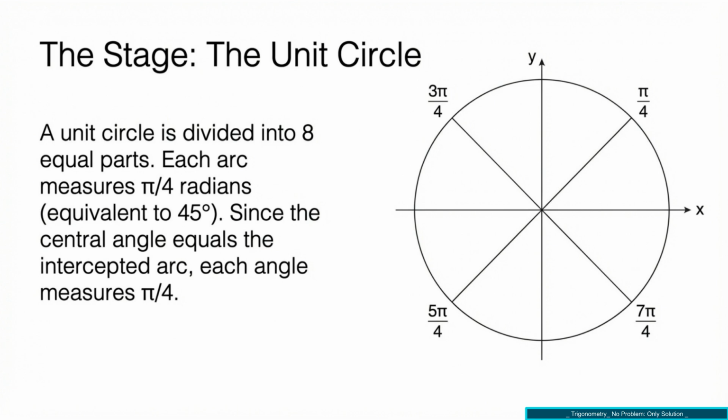The stage for this topic is the unit circle, which is divided into 8 equal parts. Each arc measures pi over 4 radians, equivalent to 45 degrees.